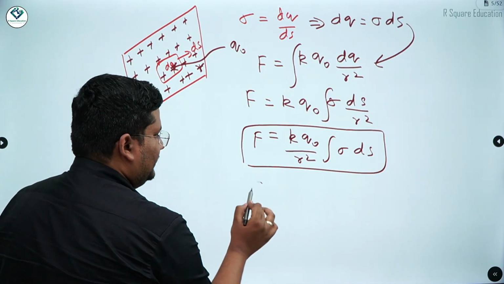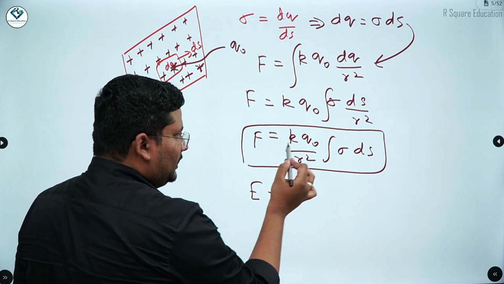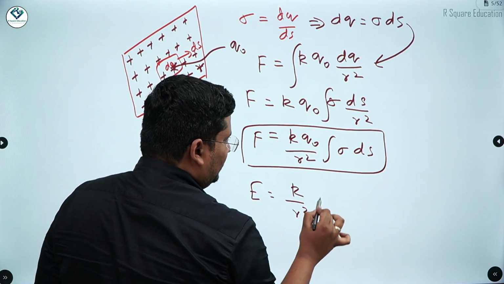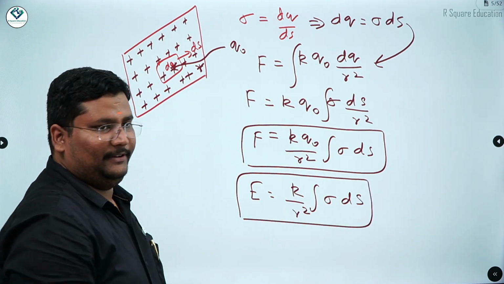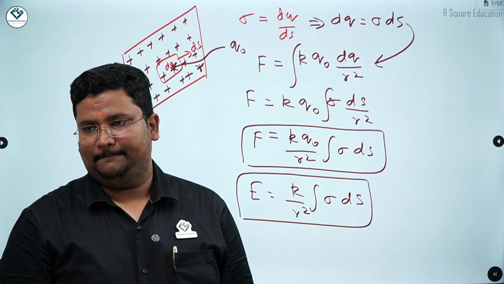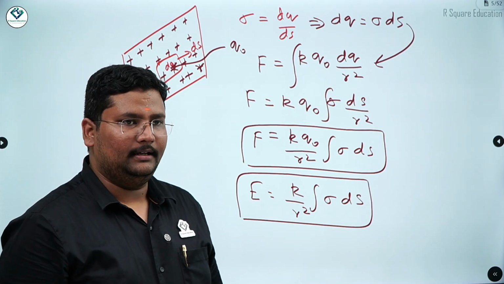What about the field now? Can I write it directly? Yes, what will be? k by r square integral sigma dS. So this is going to be the electric field due to surface charge density. Is that clear? Right? Okay.